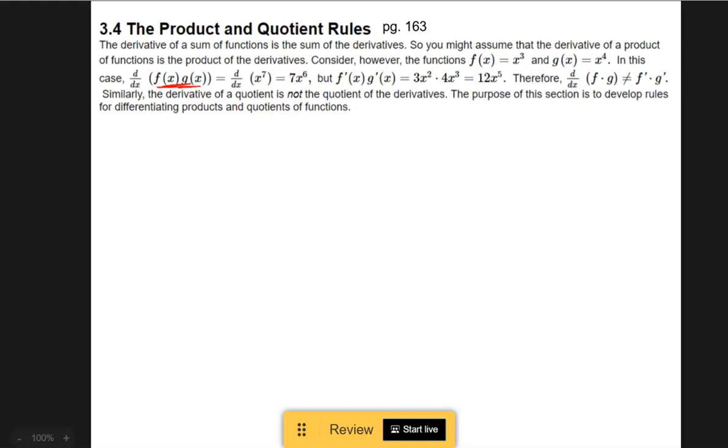Okay, so we're going to start the product and quotient rules. Just by doing f of x times g of x, if f of x is x cubed and g of x is x to the fourth, it is not as simple as just doing f times g and then the derivative of that. Because if you consider this, f times g is x to the seventh, and that derivative is 7x to the sixth. But if you do it separately, the derivative of x cubed is 3x squared, and the derivative of x to the fourth is 4x cubed, and that product is 12x to the fifth. So, not the same. Same thing with the quotient. It's not the same. So we have little formulas to use.